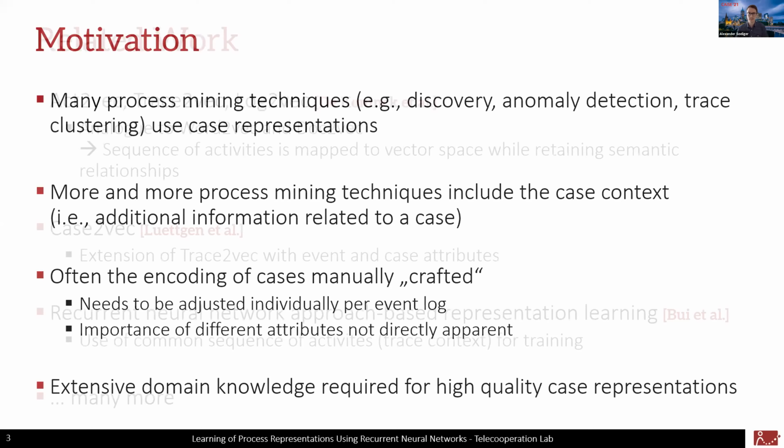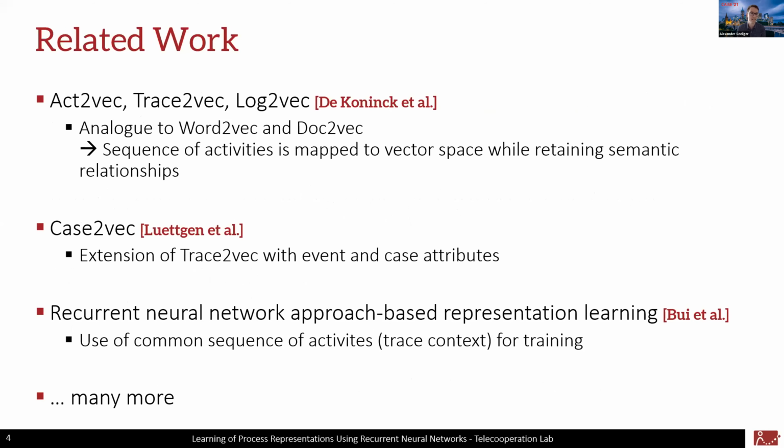And this has been addressed in the related work already. For instance, there are Act2Vec, Trace2Vec, and Log2Vec, which were introduced at the BPM conference. They are inspired by the very famous concepts of Word2Vec and Doc2Vec from natural language processing, which we have seen in an earlier session, if you joined. There, the main goal is to take the sequence of activities of a single case and map it to the vector space, while at the same time retaining the semantic relationships. So, for instance, if you have two cases that are very similar, you also want to map those cases close to each other in the vector space. And that's exactly what Trace2Vec, Log2Vec, and Act2Vec do.